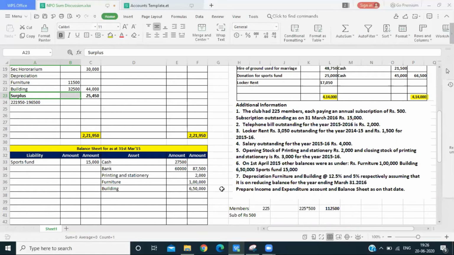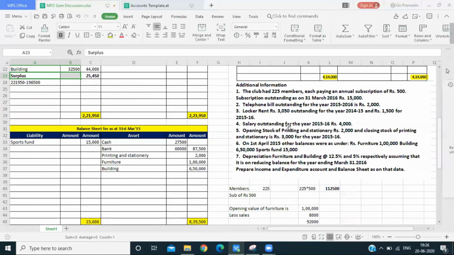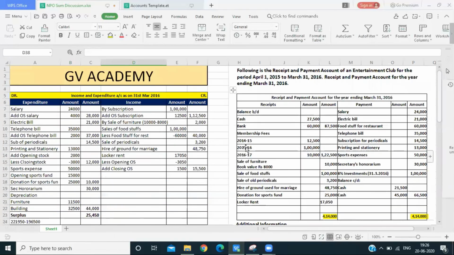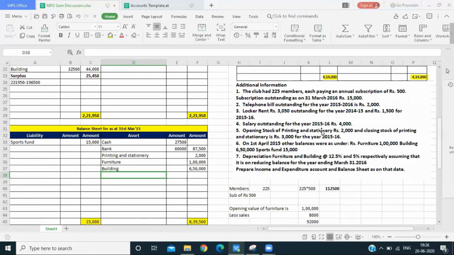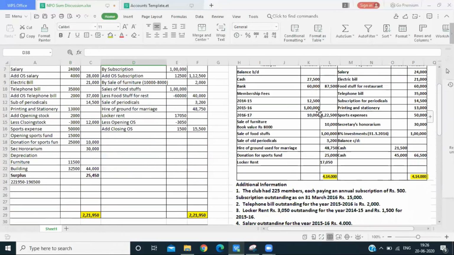Okay, now we shall solve the opening balance sheet. So we need to be very much careful while we are handling the subscription. In the statement, they have given that subscription outstanding as on 31st March 2016 is 15,000, which means in the current year we have outstanding for 12,500, and the total outstanding as on 31st March 2016 is 15,000. So we have to interpret the statement very much carefully.